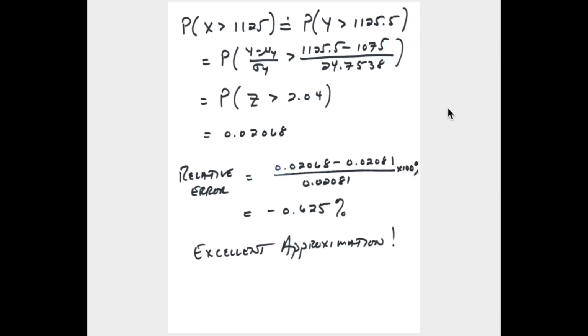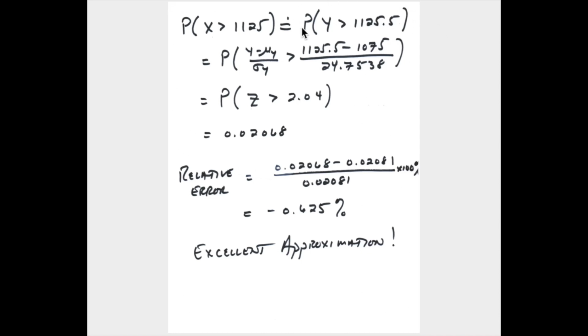All right, let's look at the second probability that we wanted to approximate. This is the probability that x is strictly greater than 1,125. And we're going to use the continuity correction factor. In this case, that means that we're going to approximate the probability of interest by the probability that y is greater than 1,125.5. And again, always draw a picture on these. It'll be easy to see whether you need to subtract 0.5 or add 0.5 to this number to get the correct continuity correction factor.